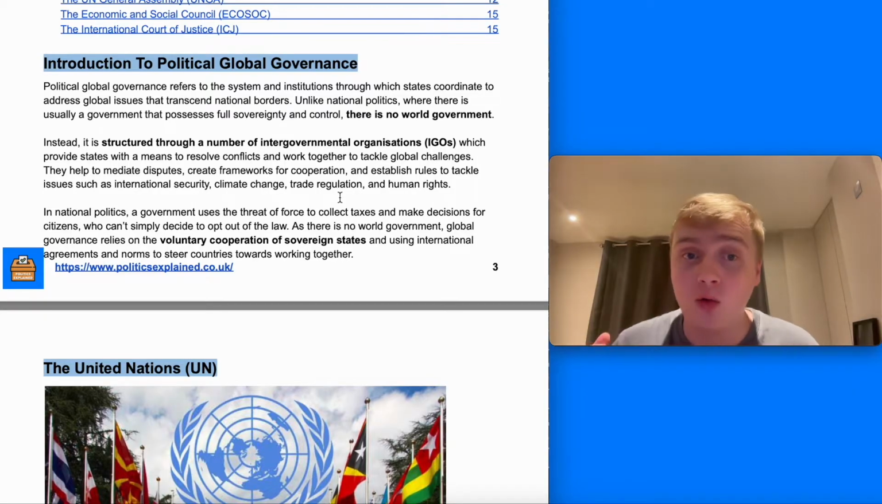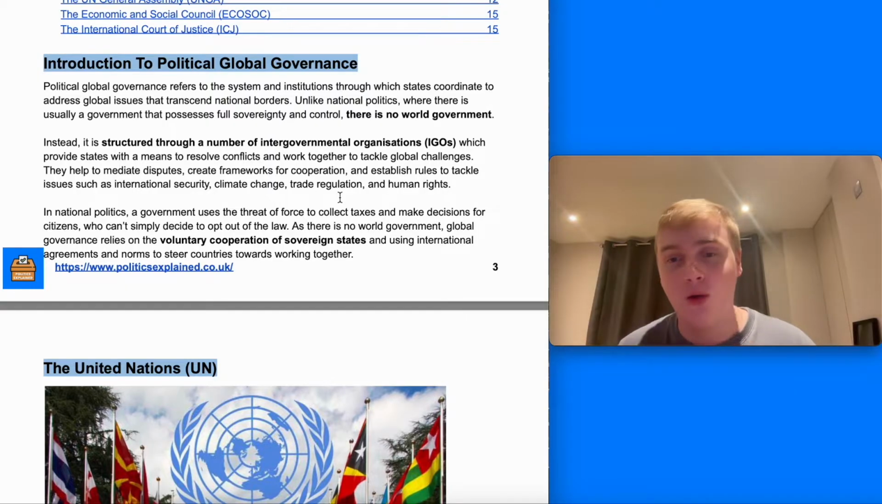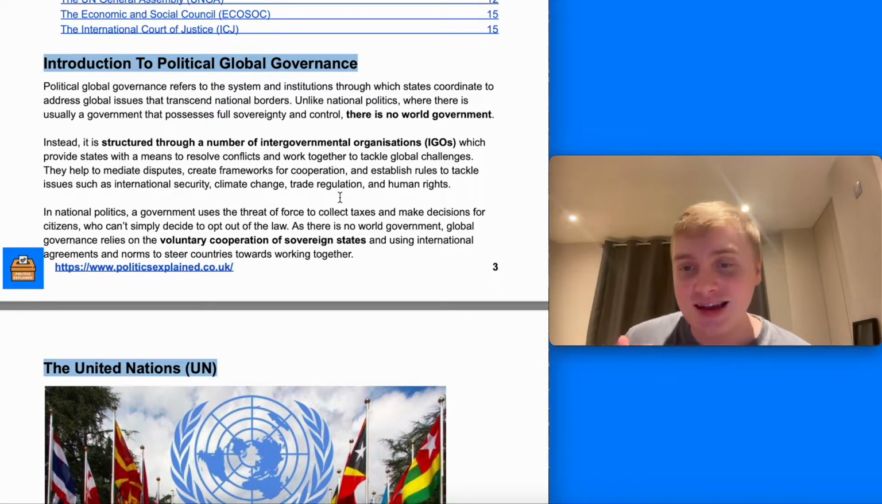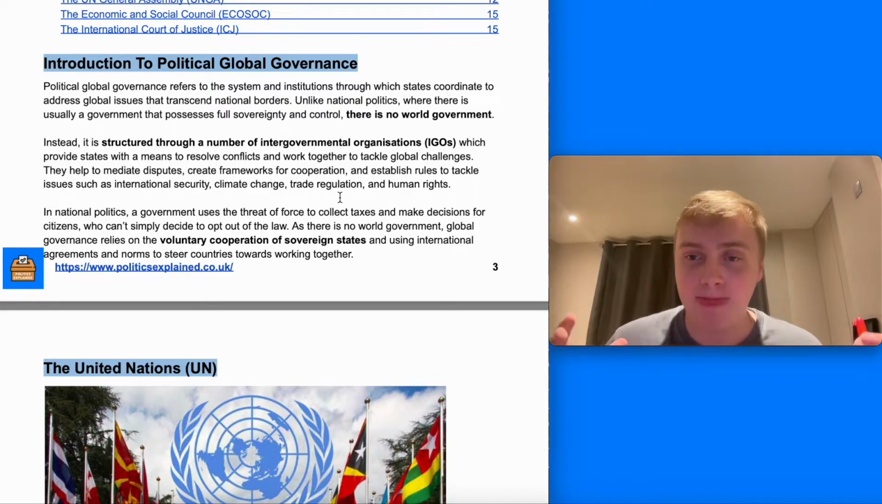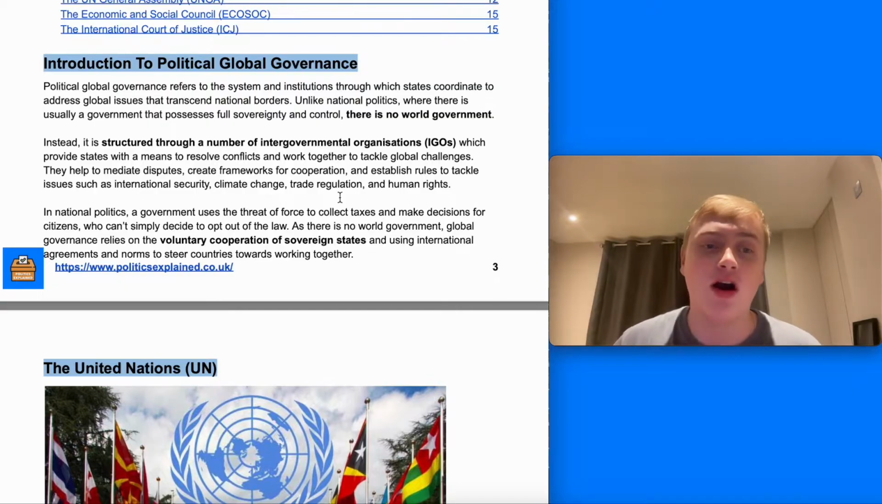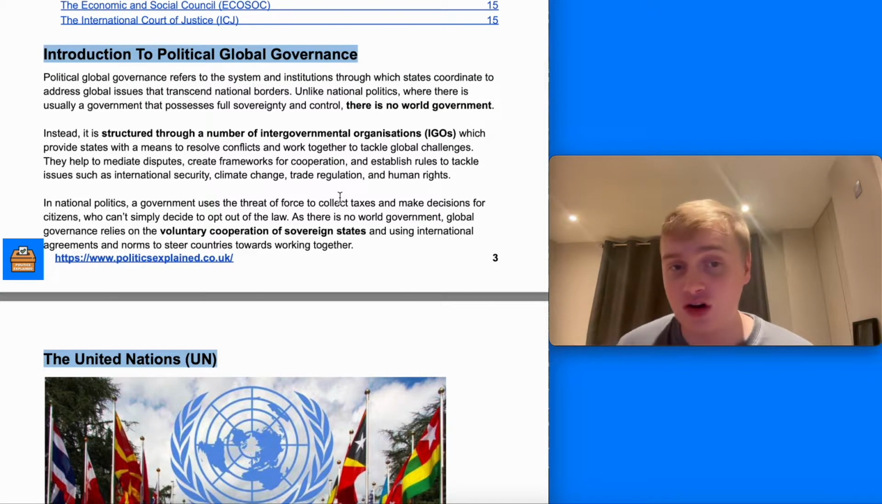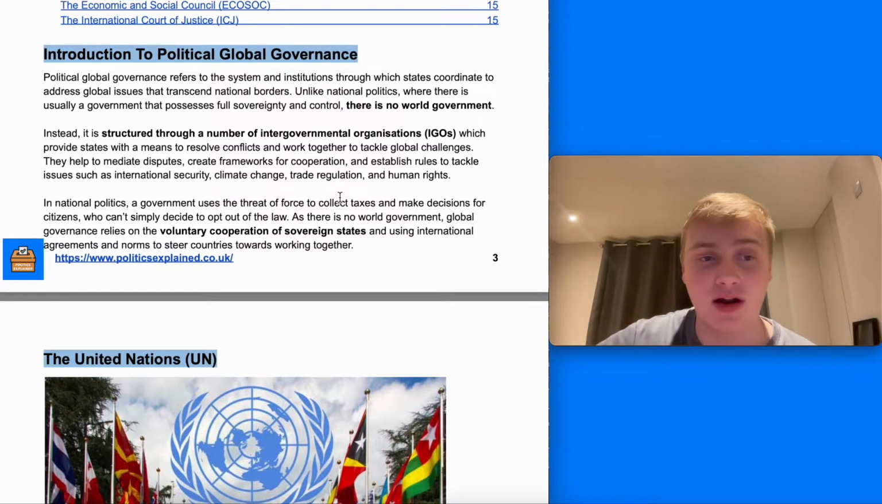So there's no world government that possesses full sovereignty and control over global decisions. Instead, there's a number of intergovernmental organisations which bring states together and give them a place to resolve conflicts and work together to tackle global challenges such as international security, climate change, and human rights.